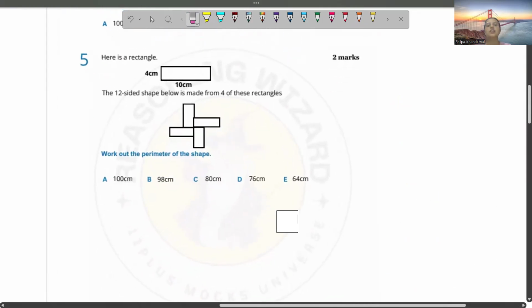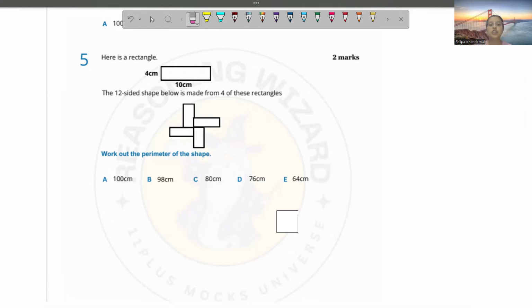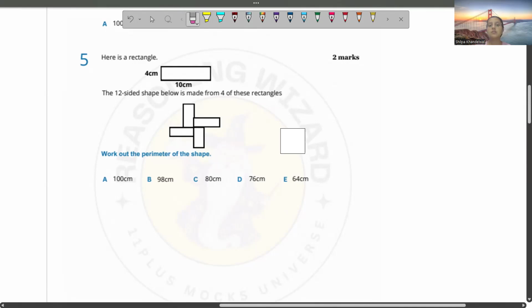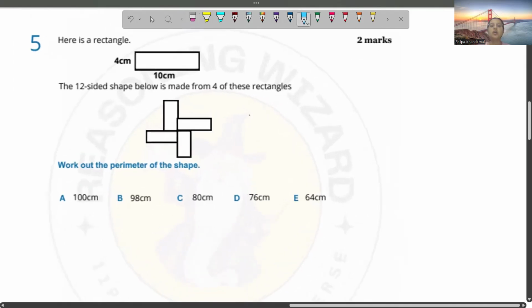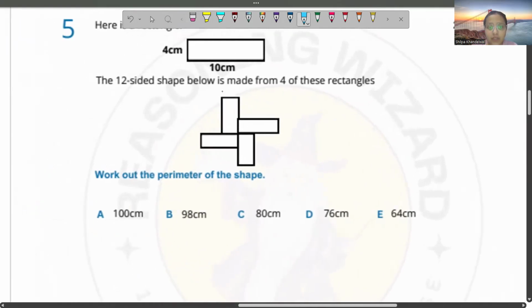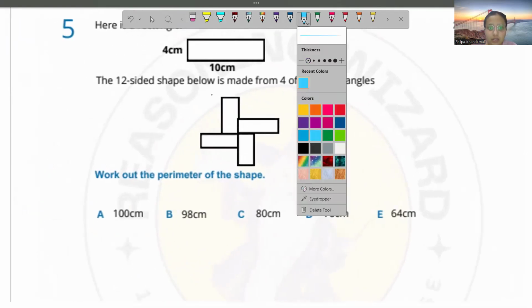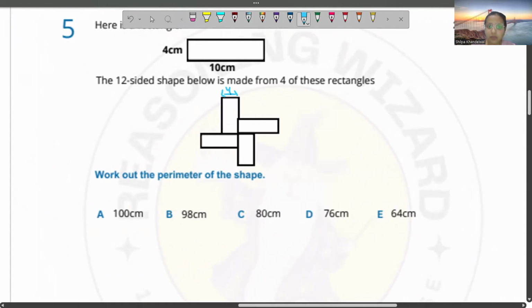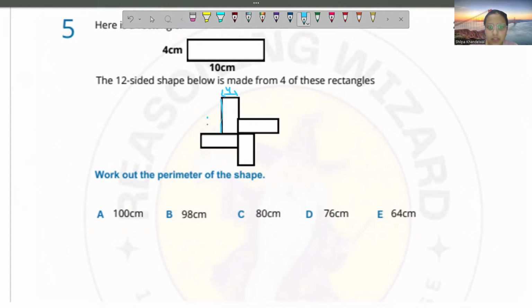So here we can clearly see a rectangle given to us whose length is 10 centimeter and breadth is 4 centimeter. And the 12-sided shape below, which means this one, is made up of 4 of these rectangles. Now we need to calculate the perimeter of the shape. Well, when we are doing this, we know that this side is going to be 4 centimeters. See, this side is 4. We know that, correct? You can clearly see that this is going to be the 10.